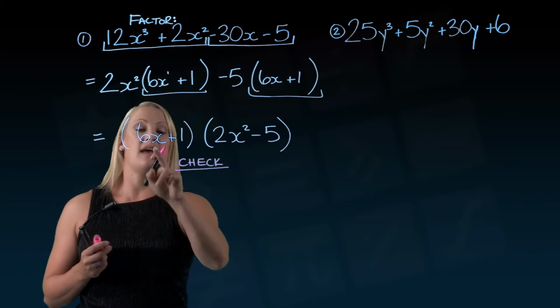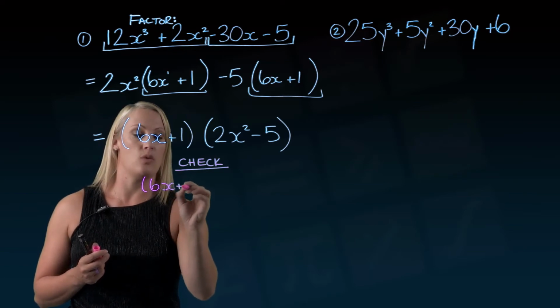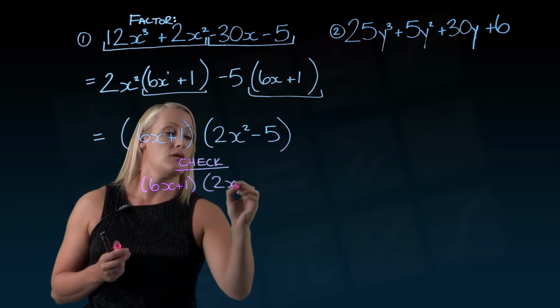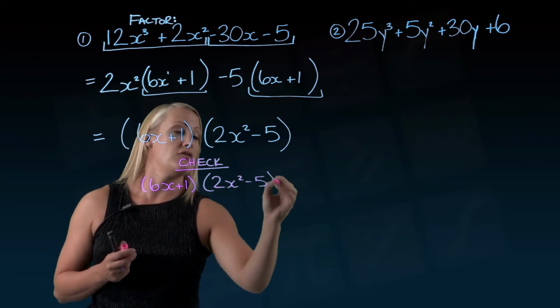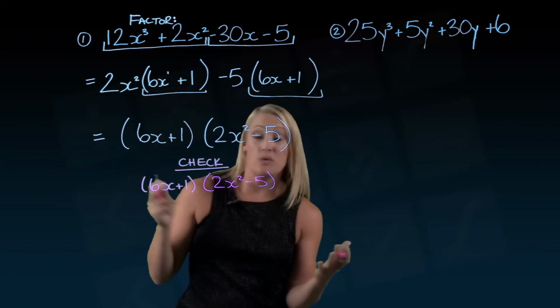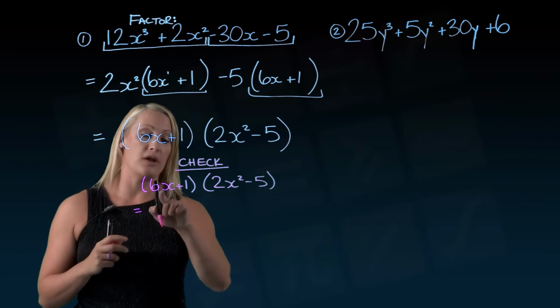So let's take, and I'll rewrite this for you, 6x plus 1, and let's multiply it by 2x squared, subtract 5. That's our factored version, and when we multiply that out, we should get that, and if we do, we know we're right. So we're going to FOIL this. We're going to multiply it out.